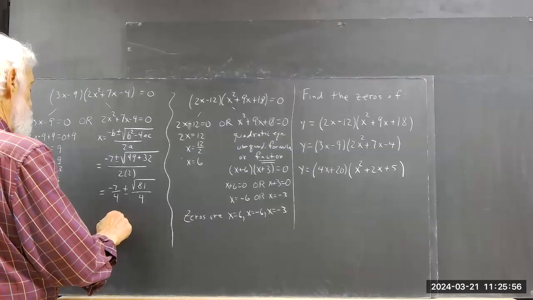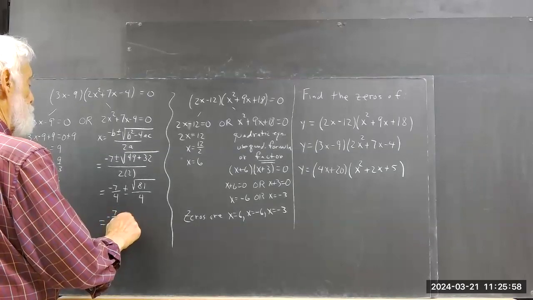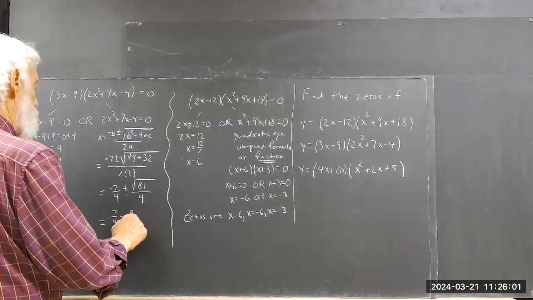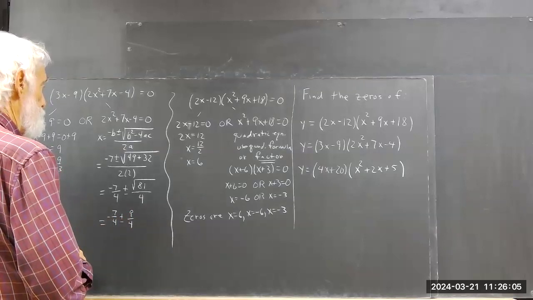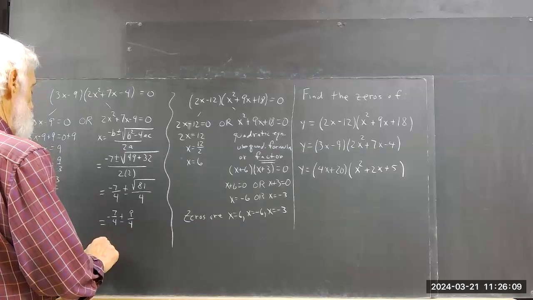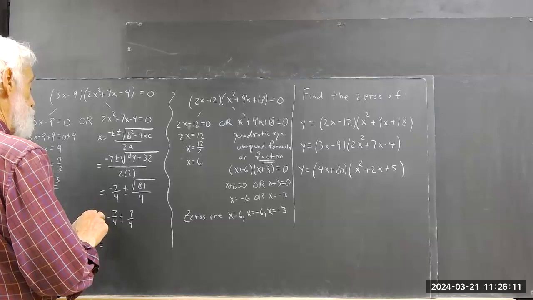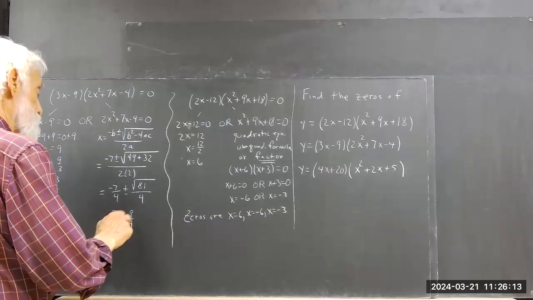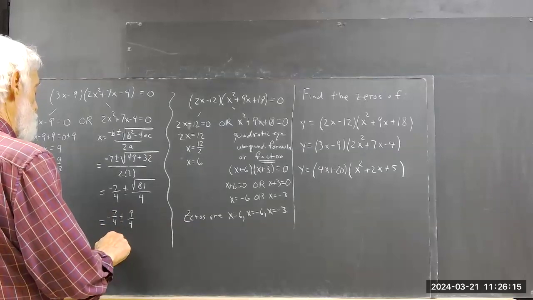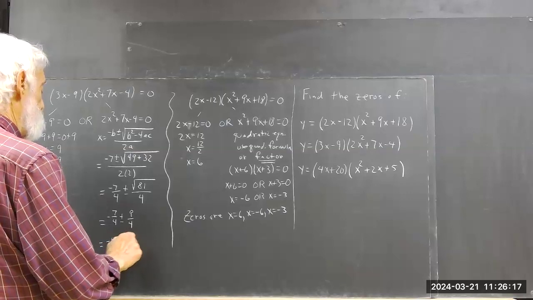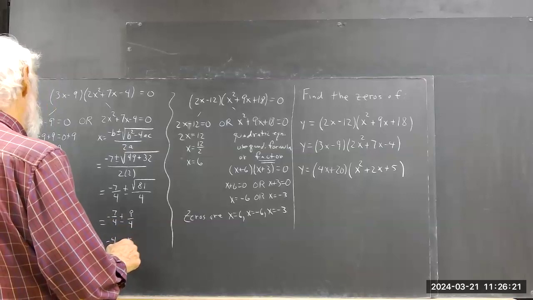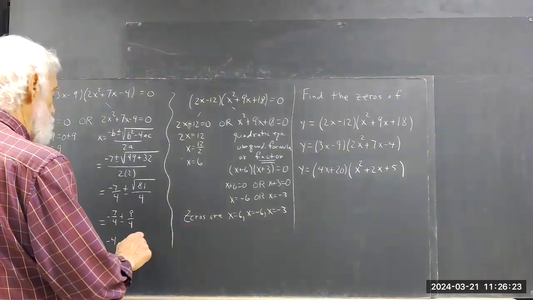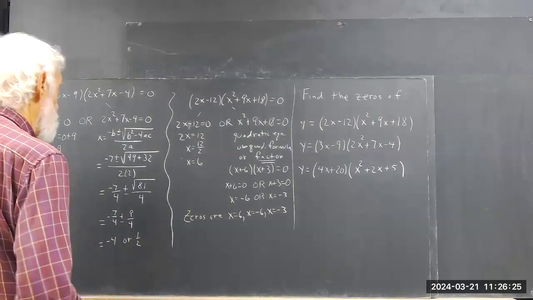We get negative 7/4 plus or minus 9/4. Of course, negative 7/4 minus 9/4 is negative 16/4. That's negative 4. Or negative 7/4 plus 9/4 is 2/4, which is 1/2.